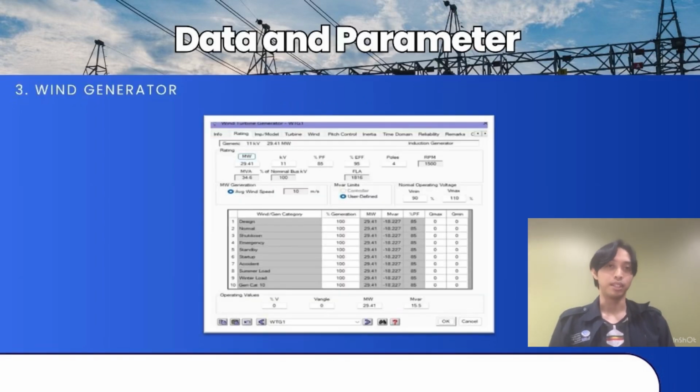For the wind generator data and parameters, the component label WTG1 is designated as the wind generator by the software itself. This represents the point where the wind energy conversion system connects to the main electrical grid. The rating provided in this slide is based on industry standards and can be further developed.